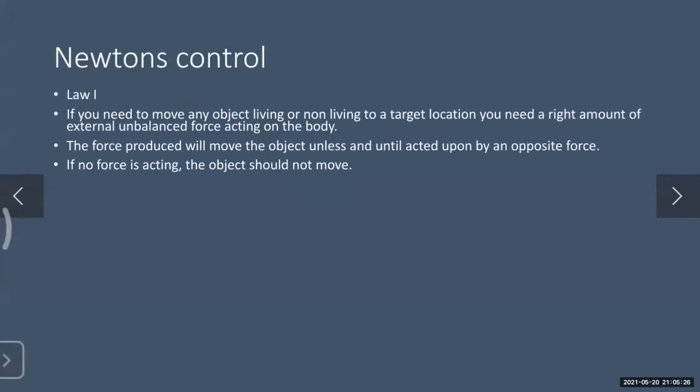So if you need to move any object, living or non-living, to a target location, you need the right amount of external unbalanced force acting on the body. The force produced will move the object unless and until acted upon by an opposite force. And if no force is acting, the object should not move. That's what the first law has told. Now, what is the second law?